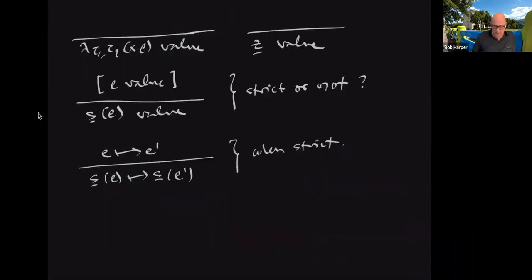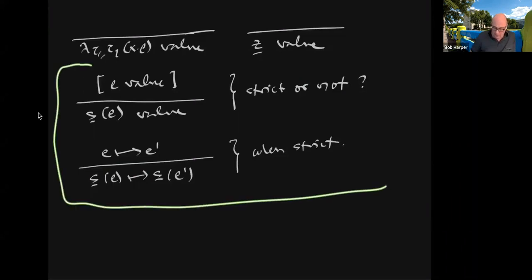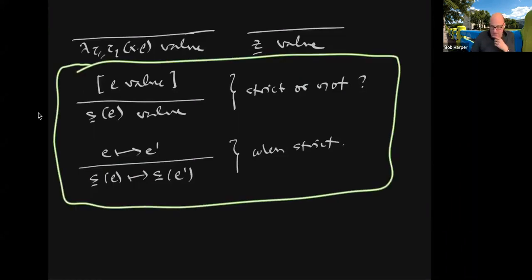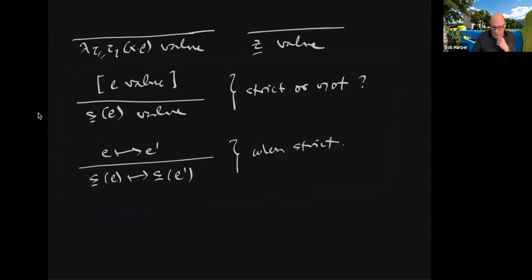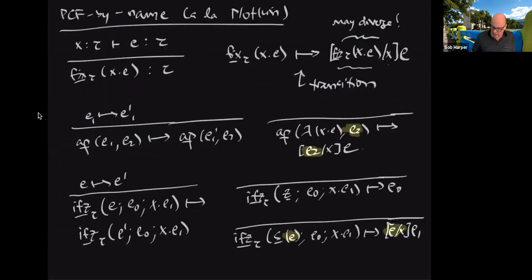Well, why might it be divergent? Because you have some choices here. And the choice is whether or not the successor is strict. Do I demand that the argument be a value before the successor is a value, or do I not? And you can have it both ways. That decision is not so much forced by the semantics of variables, although you will run into it here, because in a call by value setting, you won't be able to do that if this is lazy.